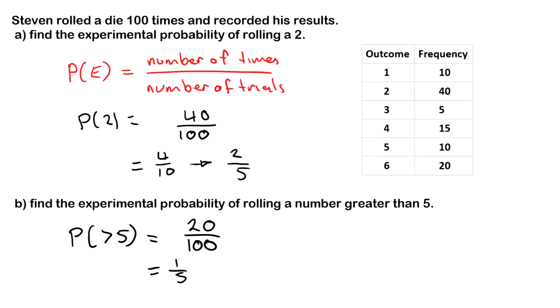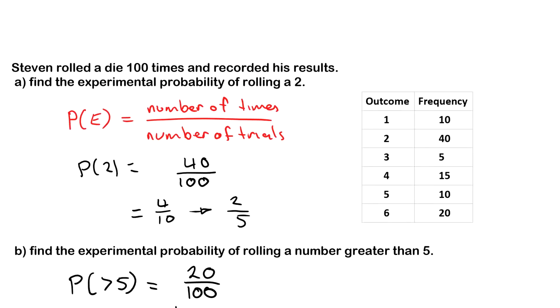But as you noticed, it sometimes isn't the case. In this case, 2 came up 40 times, which is well above what we would expect, but it can occur.